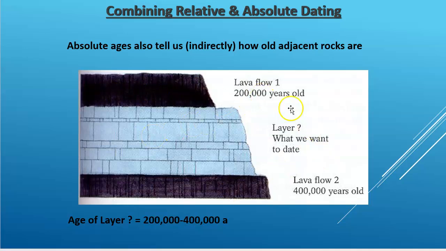Although we sometimes can't date a rock because it doesn't have the right conditions, if I can date something above and below, then I can bracket it. So yeah, I don't know exactly what this layer is in the middle, but it's between 200 and 400,000 years. That's better than having no idea, right? So I know for sure lava flows, and now I can bracket this age. So we want to be able to do that.